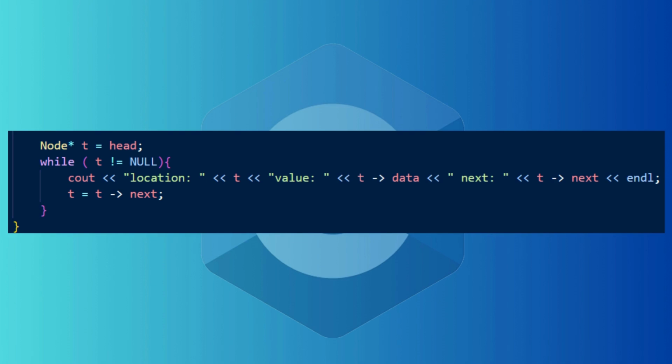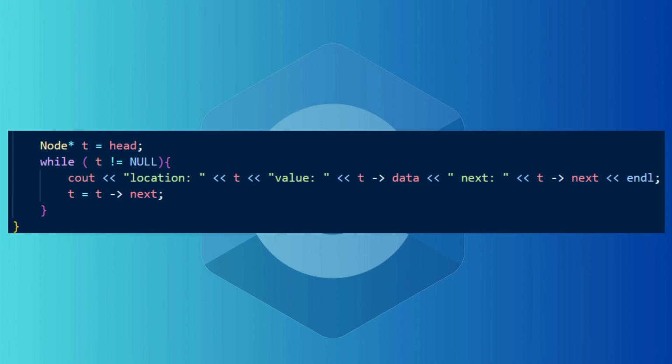After that, I am using a while loop, saying that if t is not null, then it will print the location using t, and the value will be t dot data, and the next will point to the next pointer. I am also assigning t to the next pointer, so that we can print the next value. If we didn't do that, the loop would go on forever and make an infinite loop.